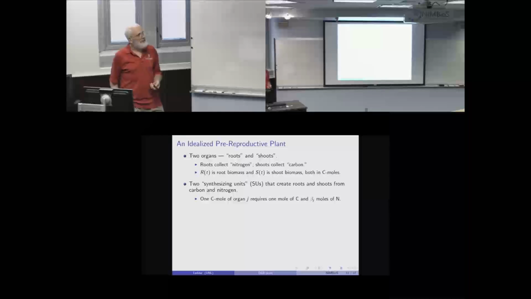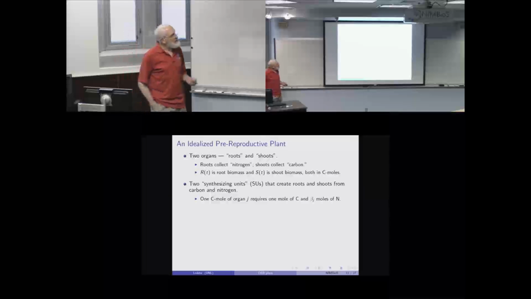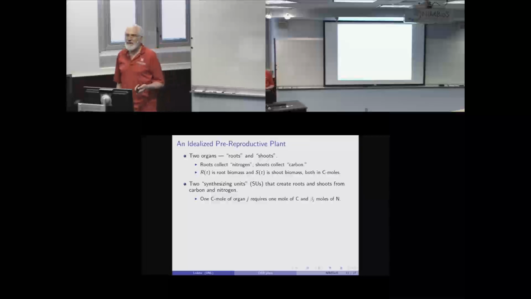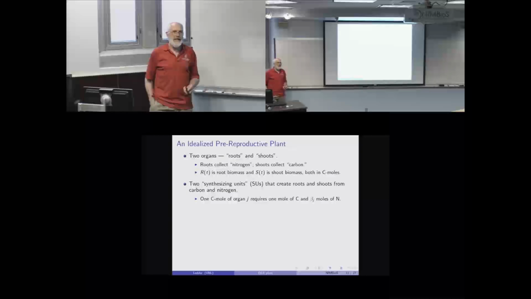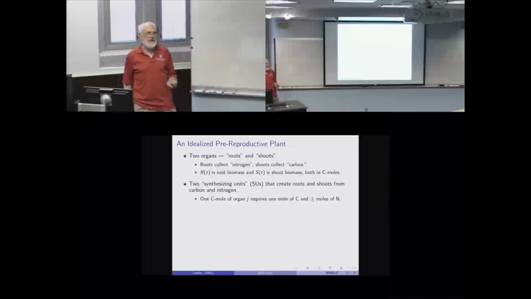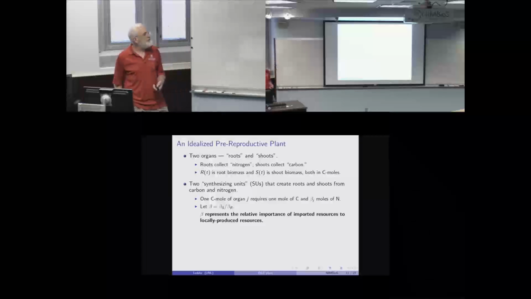So 1 C-mole of organ J requires 1 mole of carbon to produce, plus whatever is lost in the reaction. It also requires some amount of nitrogen, and this has to be organ-specific. Roots have a certain value of beta sub r, for how much nitrogen they need to produce 1 C-mole of roots. And then there's a beta sub s for how much nitrogen is needed to produce 1 C-mole of shoots. So these are two different values. And what's critical is the ratio between the two.